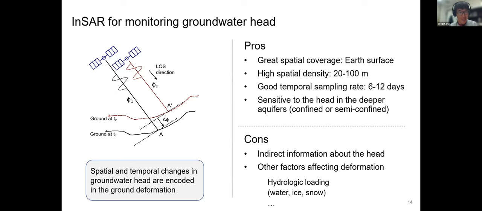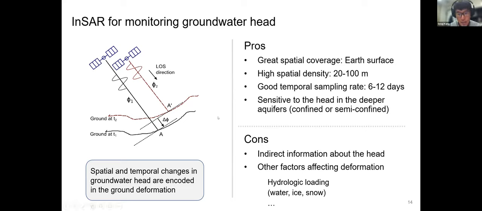Again, the InSAR technique has some pros and cons. Starting with the pros: as you can imagine, it's a satellite platform, so it has great spatial coverage. Basically, you can see the Earth's surface. The spatial density is about 200 meters, which is relatively high. The temporal sampling rate is about 6 to 12 days, which is actually not bad, though probably less frequent than the monitoring data that you measure at an in-situ station. Importantly, it is sensitive to changes in head in the deeper aquifers, likely confined or semi-confined. So it has the potential to fill in the data gap in the depth dimension.